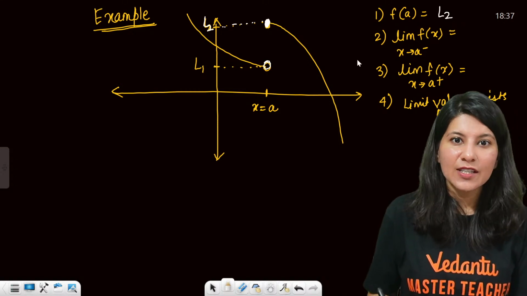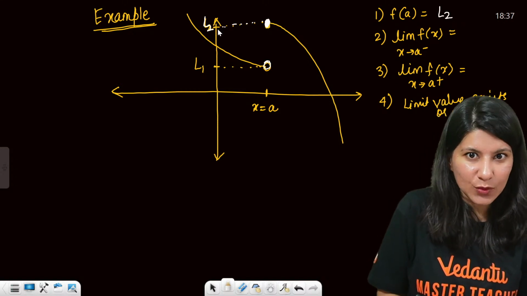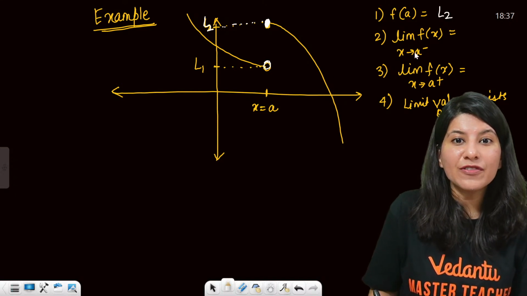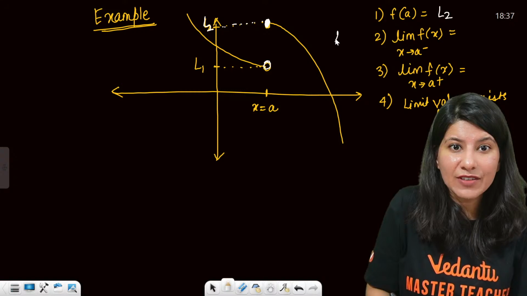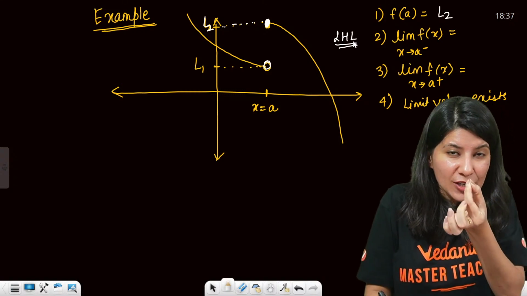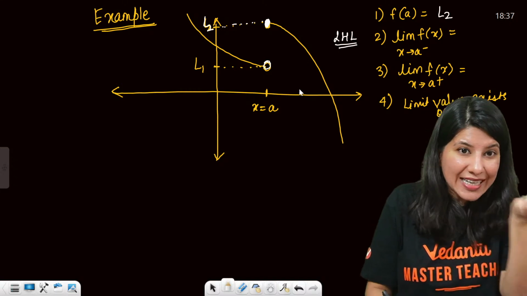Okay, so f of a clearly is L2. Now what is the left hand limit of that function? That means f of a minus, the value of the function at x slightly less than a.